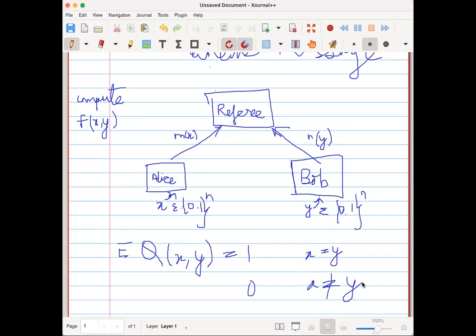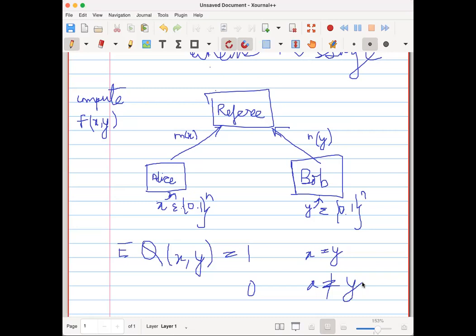So is the model clear? The aim is to compute some function f. The description of this function is known to all parties. This function depends on two inputs, x comma y. Now, unfortunately, Alice only gets x and Bob only gets y. So Alice by herself cannot compute the output of the function, and Bob by himself cannot compute the output of the function.